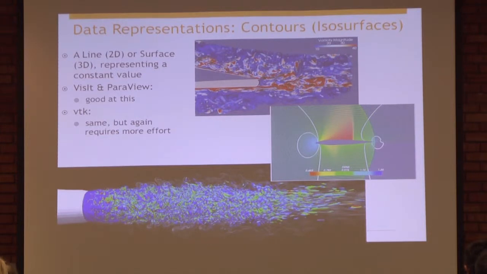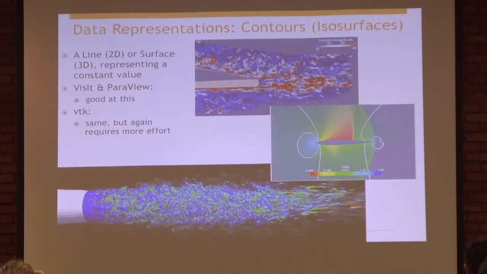Another data representation is contours, where basically you're representing a constant value within a data set. In a 2D data set, like the one in the center, that would be a line. In the 3D case, it's a surface. And again, VisIt and ParaView are good at this. VTK, again, requires more effort, but it's also good at doing this.